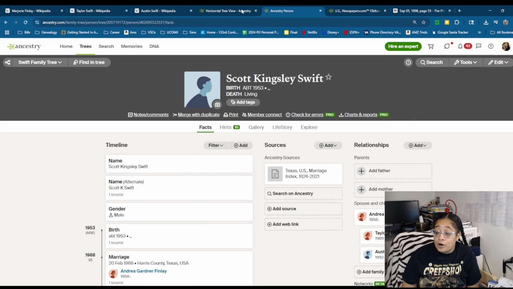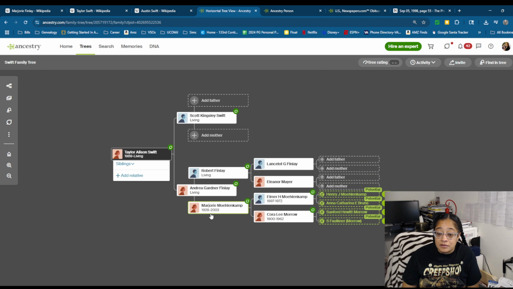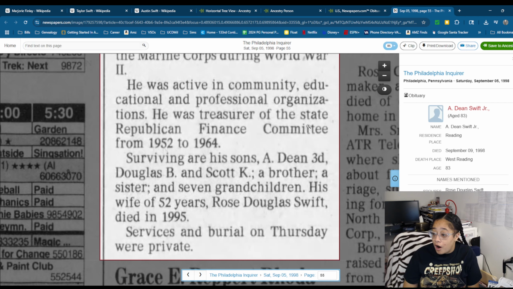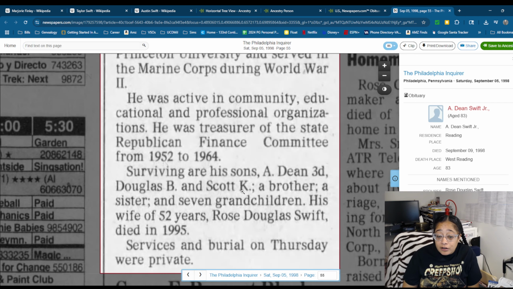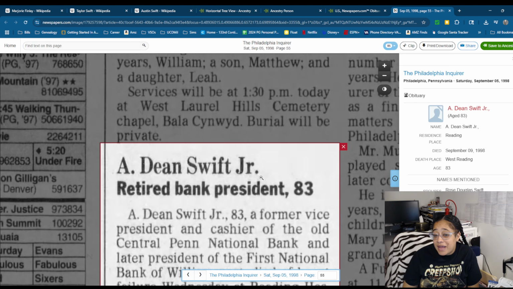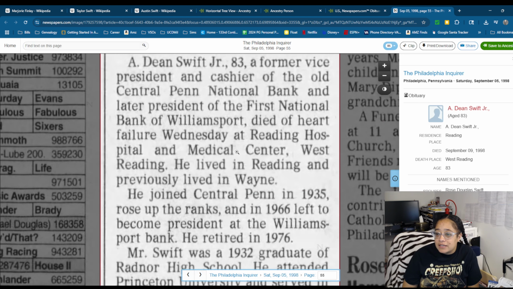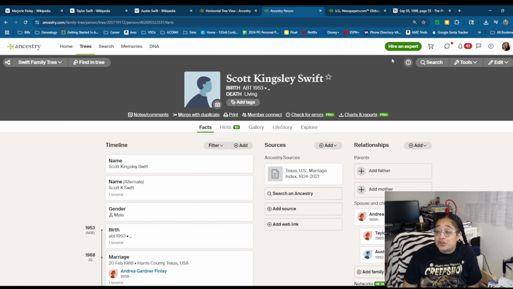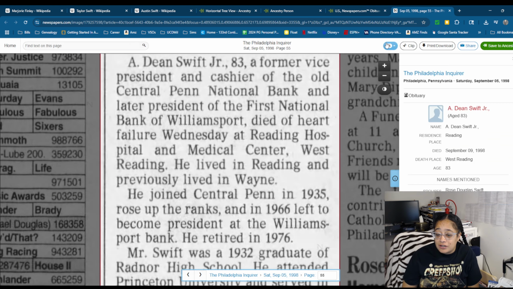Okay, so we're going to go back to our main screen. Okay, so we're looking here and we're like, all right, was Scott's mother's name Rose? Probably. This is all looking correct. I don't see anything to make me feel like this is incorrect, especially because they are located in Reading. So we're going to go ahead and assume that this information is safe.